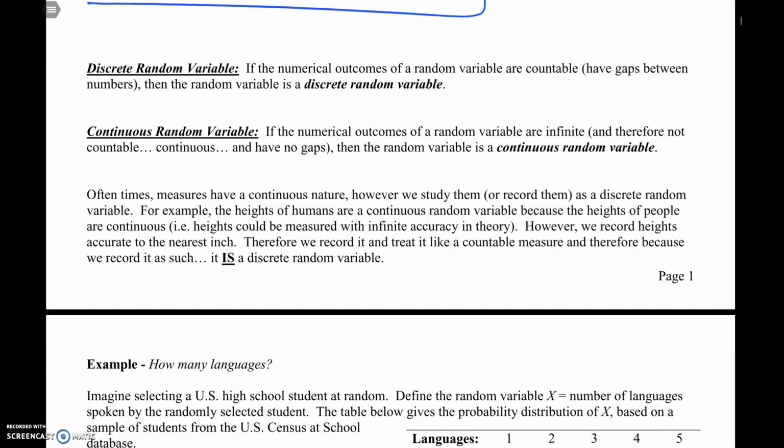Oftentimes measures that have a continuous nature, we study them or record them as a discrete random variable. For example, heights of humans are continuous. If you had an accurate enough measuring device, you could measure it with infinite accuracy in theory. However, whenever we record it, maybe you're 61 inches tall or 59 inches tall or 72 inches tall. We record them as a discrete random variable. So sometimes there's a little bit of a gray area between discrete and continuous.